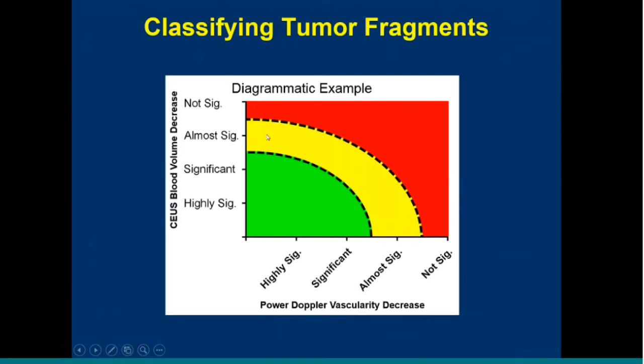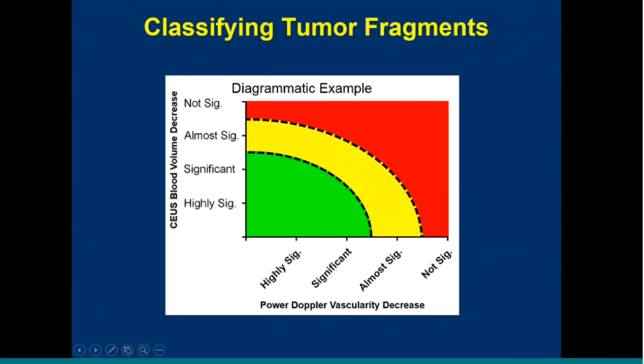In the edge case where we get that p equals 0.06, an almost significant case for one or the other, then we classify it as being more of an unknown. This could be resistance, this could be sensitive. We're not quite sure, so we're going to flag it as being an unknown case. And if we get not significant for one or the other or both, then we just classify this tumor fragment as being resistant to sunitinib.